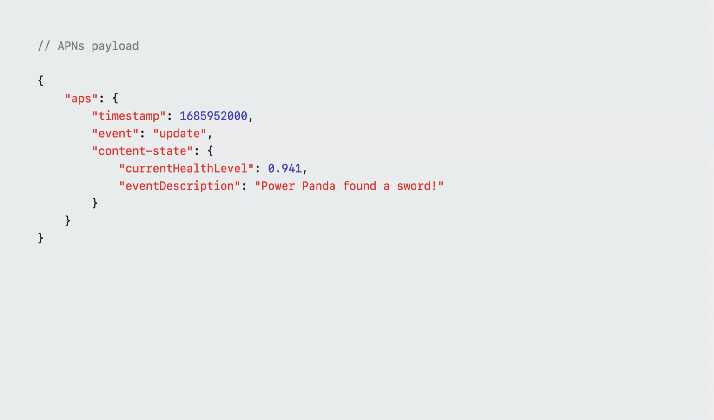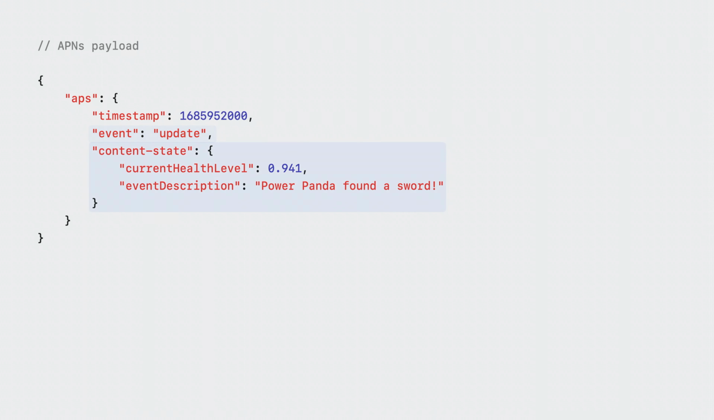For the first APNS payload, you will send one that consists of 3 fields. The first is timestamp, which is the time interval in seconds since 1970. The system uses timestamp to make sure it's always rendering the latest content state. The second is event. It's the action you want to perform on the live activity. Its value is either update or end. It should be set to update for this initial APNS request.